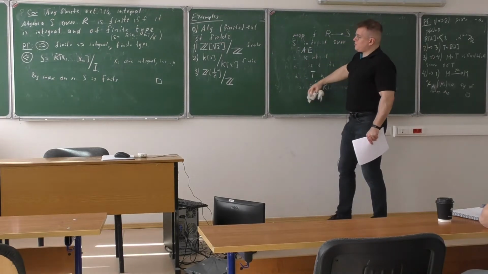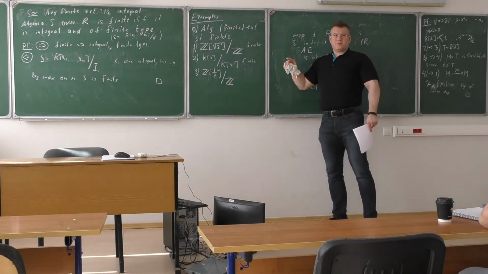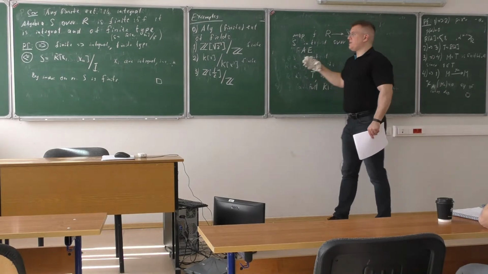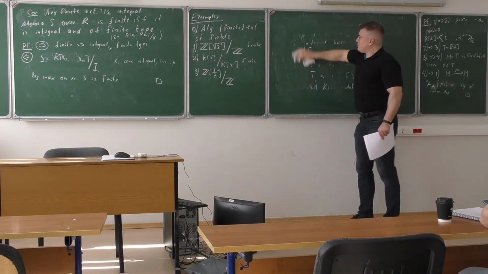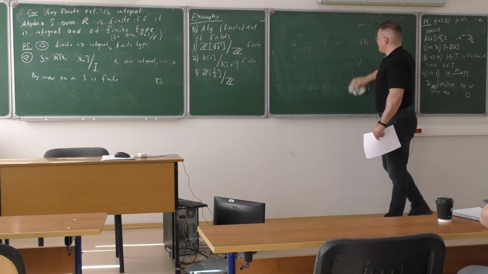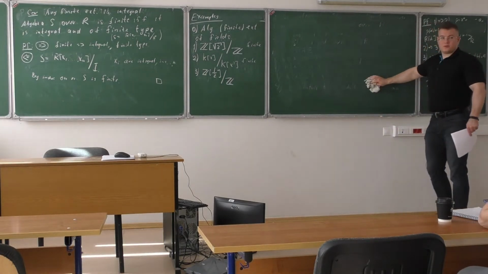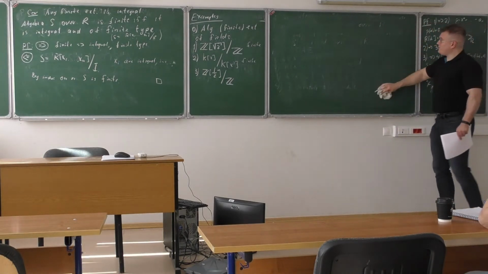Yeah, so the naive polynomial, of course, would be 2x minus 1, right? But 2x minus 1 is not monic. And of course, this is not a proof that this is not an integral extension, right? It just shows that the naive polynomial doesn't work.